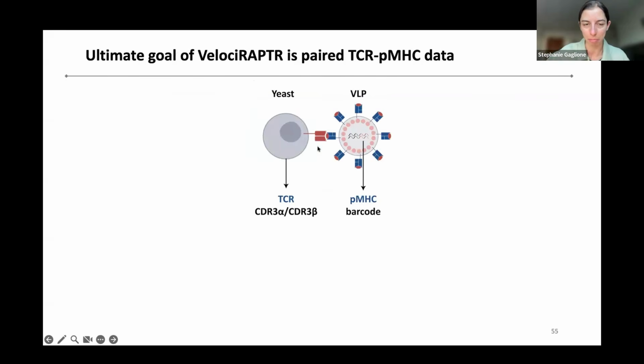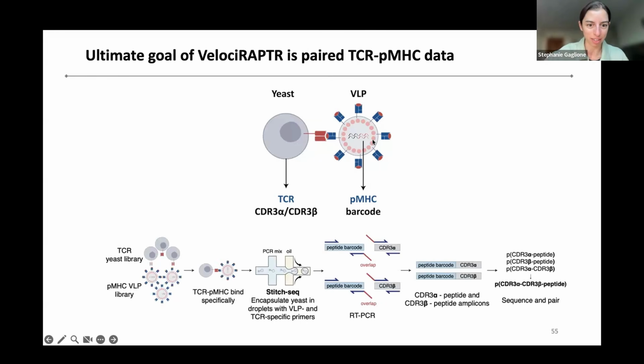But of course, in order for this to be something that's really broadly adoptable or useful, we need to be able to pair the TCR-antigen data. And we had some phenomenal collaborators that had an approach we identified to be very complementary for this particular use.